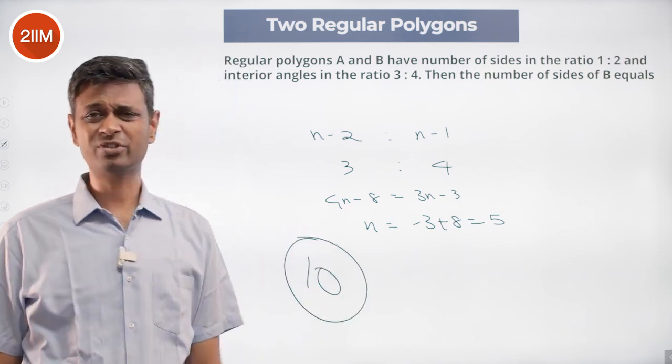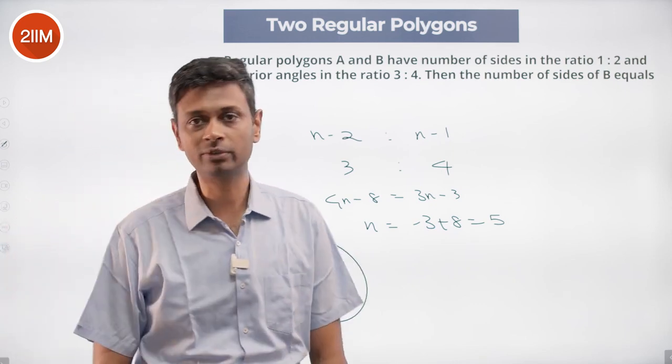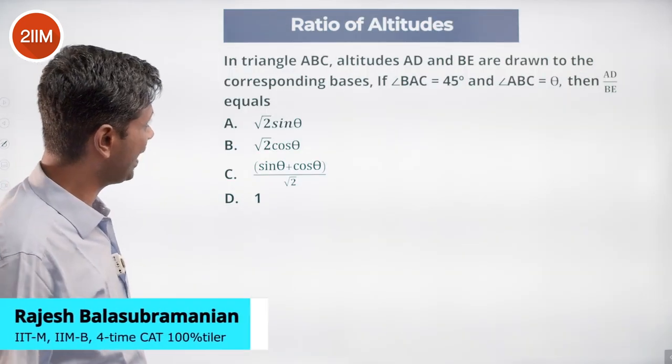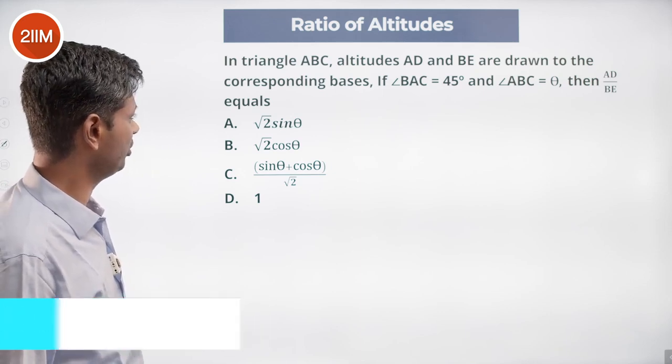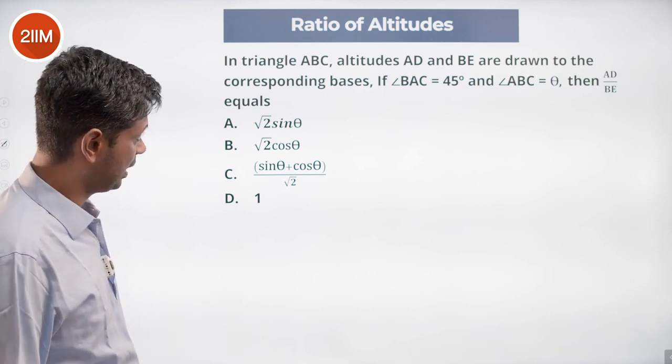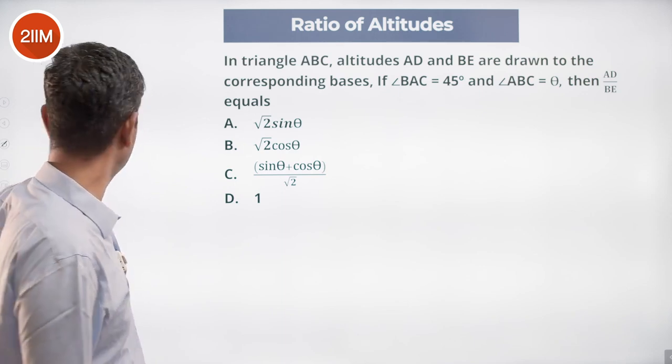Very mechanical question, very simple question. You have to look at it and knock it off. In triangle ABC, altitudes AD and BE are drawn to the corresponding bases. If angle BAC is 45 and angle ABC is theta, then AD by BE equals?